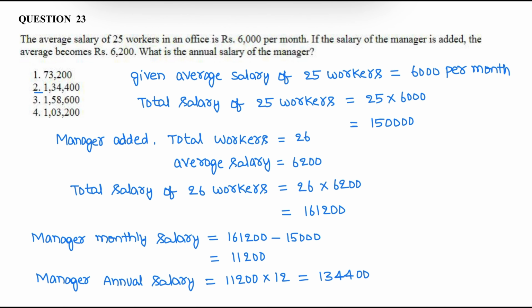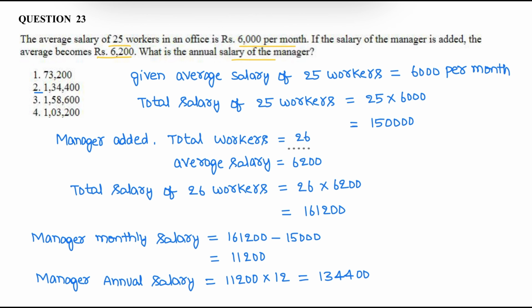Next question. The average salary of 25 workers in an office is 6,000 per month. If the salary of the manager is added, then the average becomes 6,200. What is the annual salary of the manager? Given the average salary of 25 workers is 6,000 per month, the total salary is 25 into 6,000, 1,50,000. Now the manager is added.